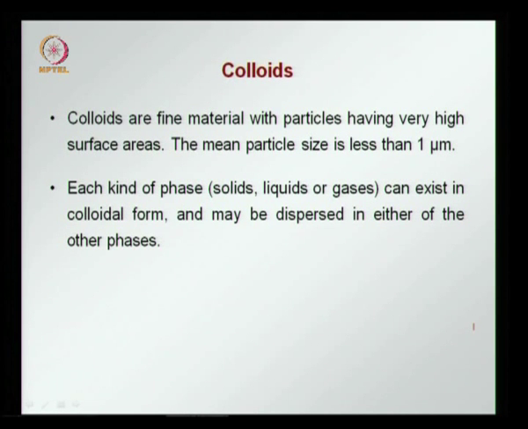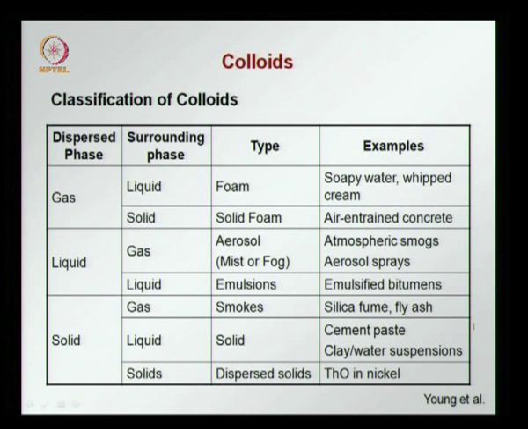Finally, a phenomenon that affects the behavior of many materials, also based on surface property, is that related to colloids. Colloids are fine materials which have very high surface areas, and we are talking here about particles with sizes less than a micron. We can have different types of colloids depending on the phases involved. Solids, liquids and gases can all exist in colloidal form and can be dispersed in any of the other phases. We can see here in this table a classification of colloids.